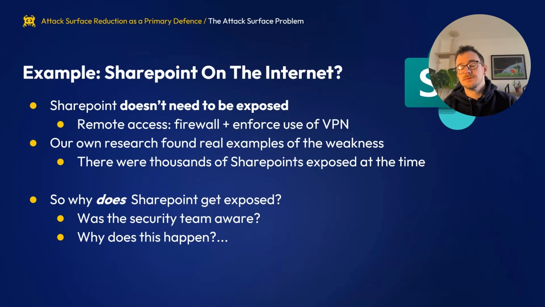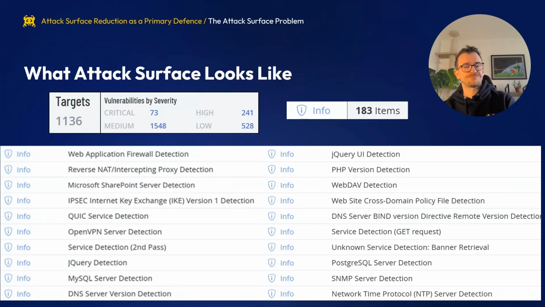And to dig into this a little bit more as to why this happens, let's look at some example scan results. This is what attack surface can look like in your vulnerability scanner. So we have some scan results here for 1,000 targets. You can see it found lots of different vulnerabilities, some criticals, some highs, some mediums, and lows. But for the purpose of this argument, we're going to look at the informationals.